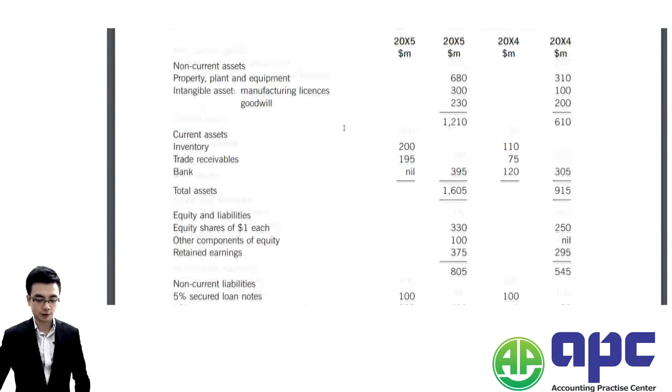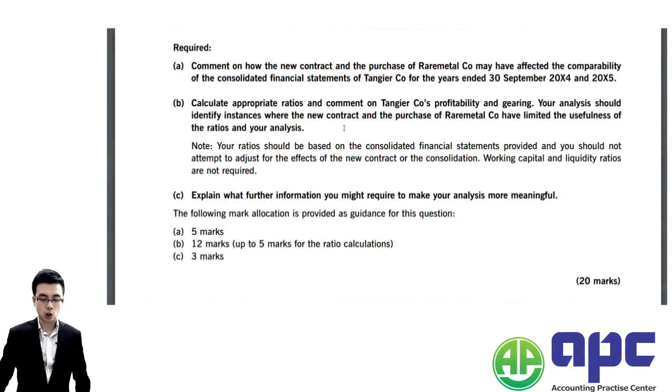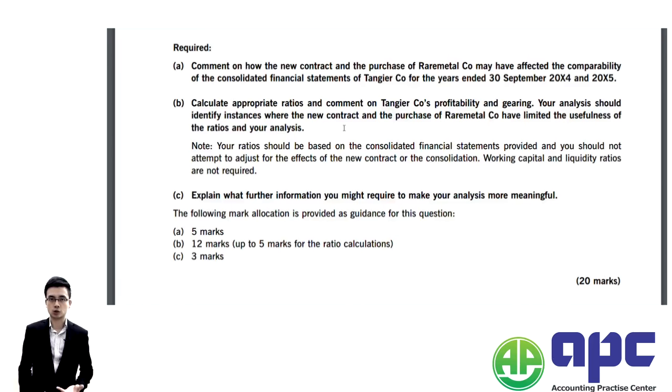Question 32, for example, we've got A, comment on how the new contract and purchase of the company may affect the consolidated accounts. And that's what we talked about before. So for example, if you buy another company, how are you going to record this onto the financial statements.